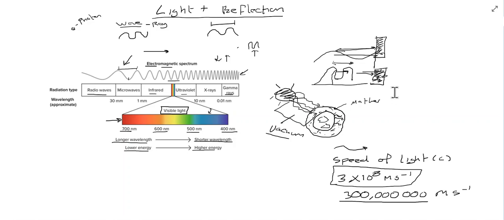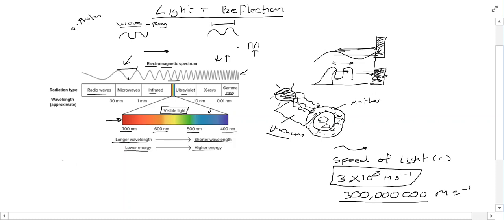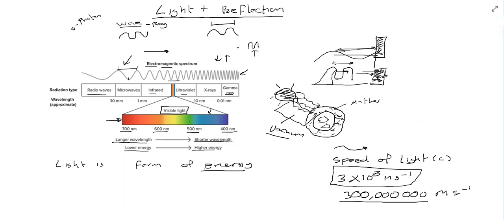Another way to think about light is that light is a form of energy. Energy is the ability to do work. And you can really notice that as well. If you take your hand and put it up in front of the sun, you'll actually feel the heat energy on your hand.